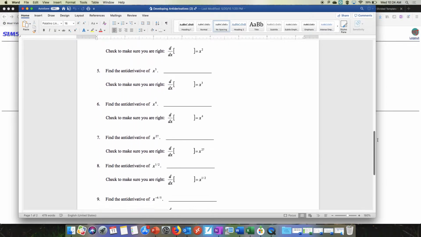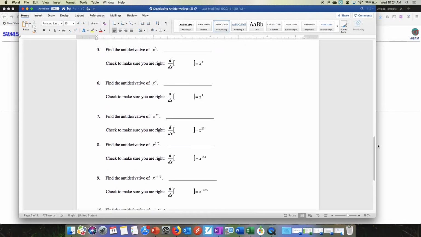Max, the antiderivative of x cubed. That would be 1/4 x to the 4th. The antiderivative of x to the 4th. Evie. X to the 4th would be 1/5 x to the 5th. The antiderivative of x to the 27th, Braden. 1/28 x to the 28th.